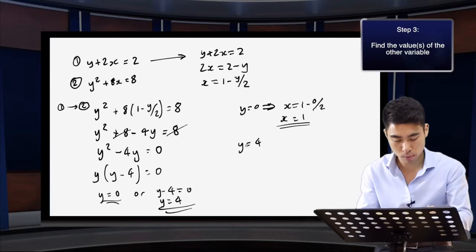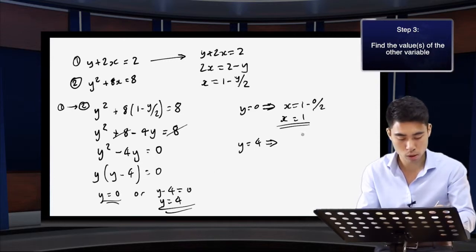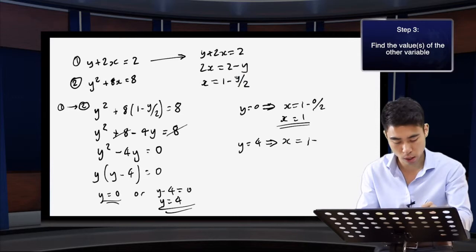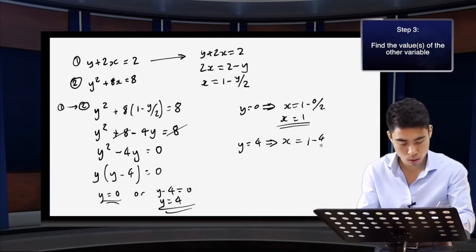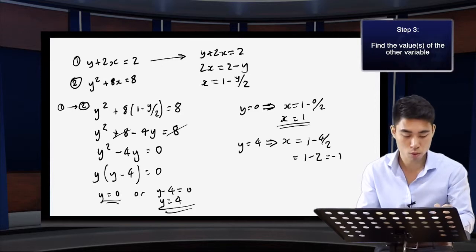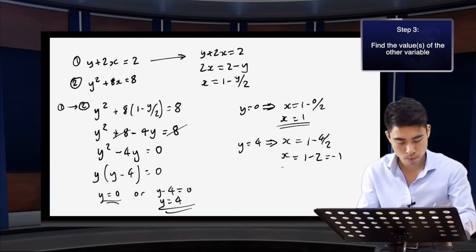Now, second example here, we're looking at what happens when y equals 4. What's our x value going to be? So x is going to equal (1 minus 4) over 2, okay, my y value goes in there, which equals 1 minus 2 equals minus 1. Okay, so x equals minus 1 there.